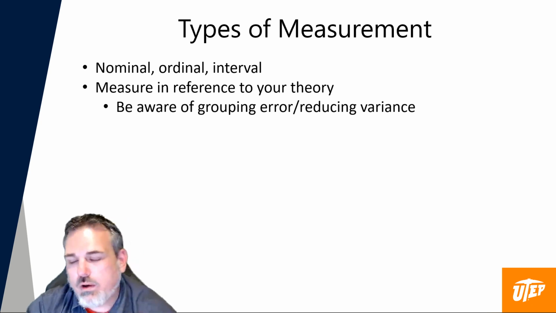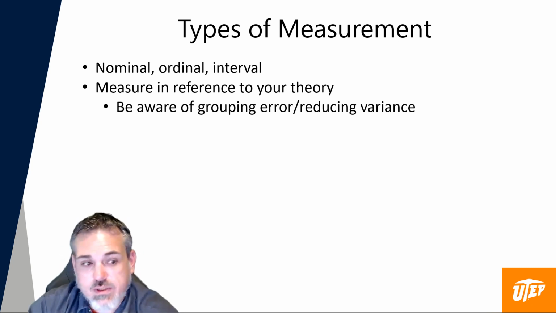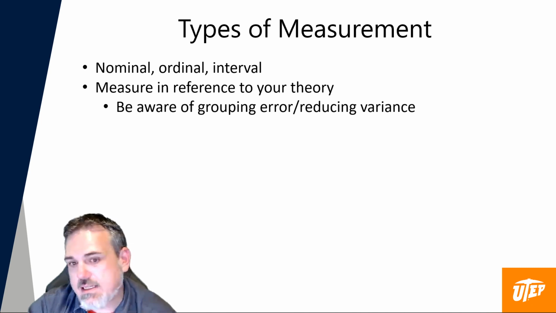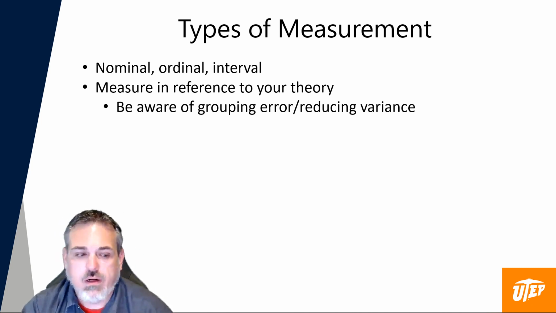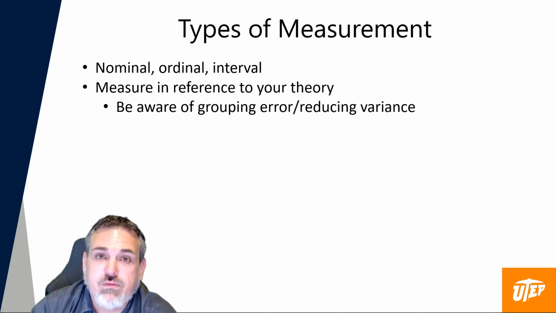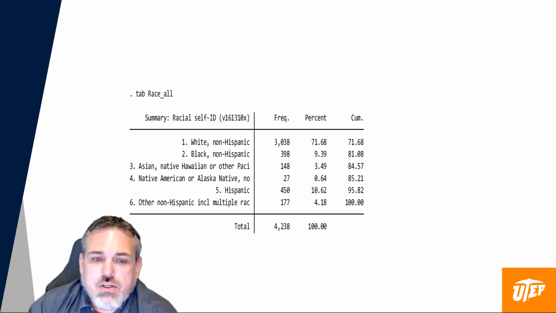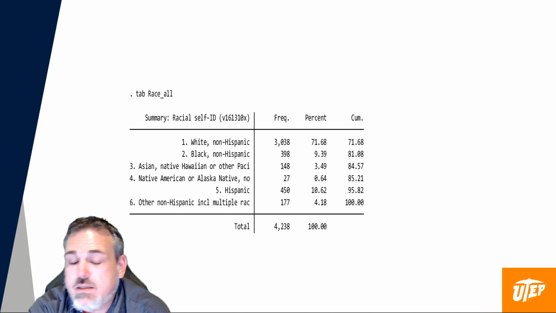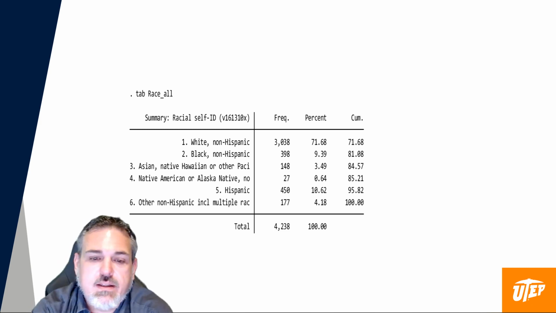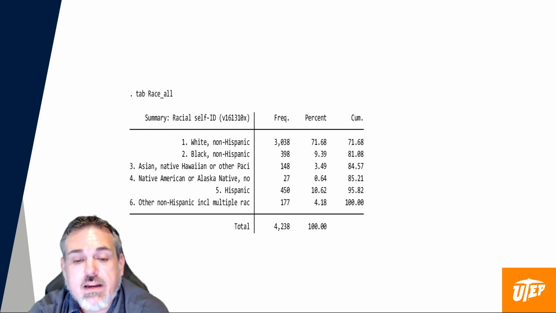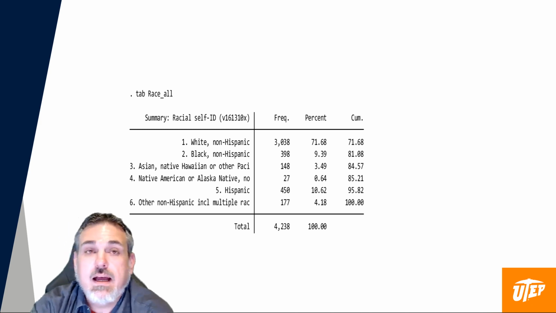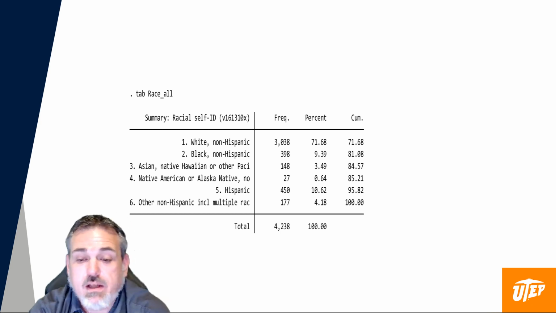Now we're going to run through and look at these variables in Stata using NES, to give you an idea of what a nominal variable looks like, what an ordinal variable looks like, and what an interval variable looks like. So the first variable we have here is race. And as you can see, the categories are white non-Hispanic, black non-Hispanic, Asian, Native Hawaiian or other Pacific Islander, Native American or Alaskan, Hispanic or other Hispanic, including multiple races.